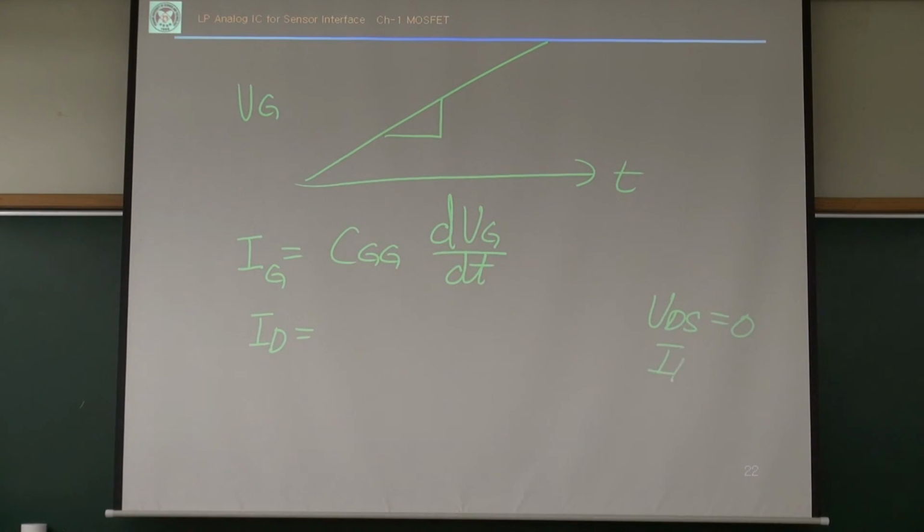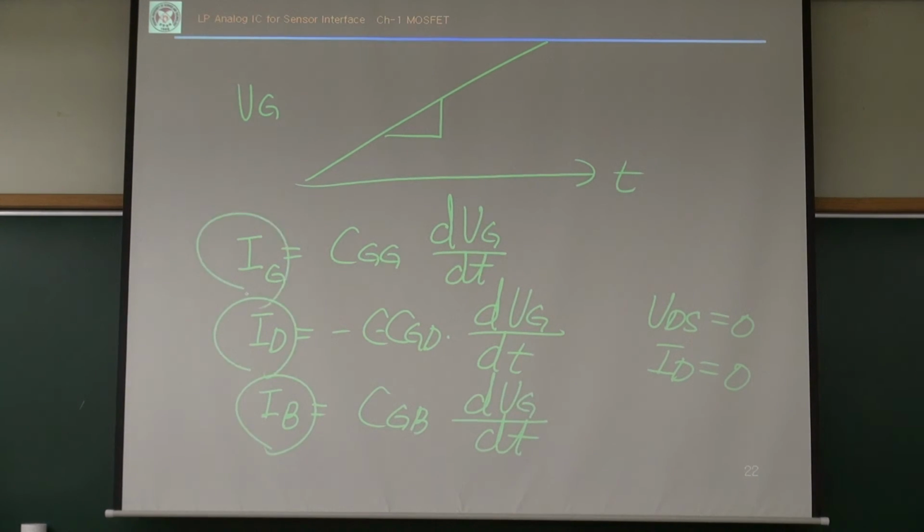Then my ID equals 0. DC current is 0. This is CGD times that one. Yeah. My bulk current is CGB times something like that. So if I monitor some current, then I can plot capacitance.